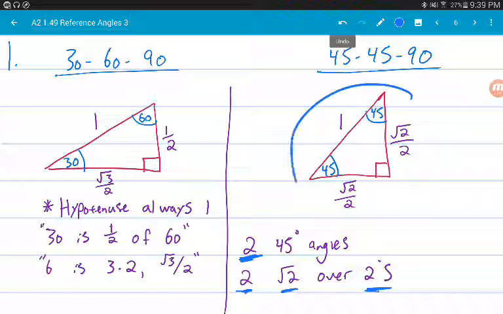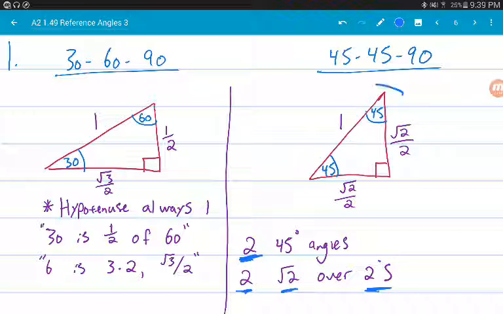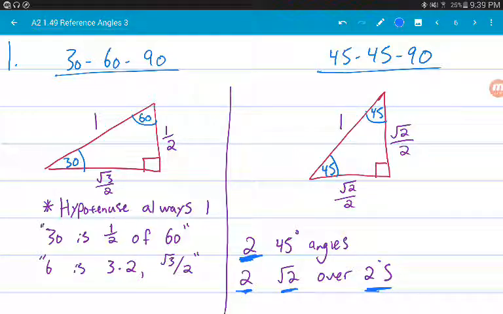Now you need to make sure that you've remembered these. I don't know if you're watching this video tonight or if you're watching it later, but if you're watching it tonight, the night of posting, then it means that you have a quiz tomorrow on filling in these two diagrams. So make sure you remember what side is opposite what angle measure.